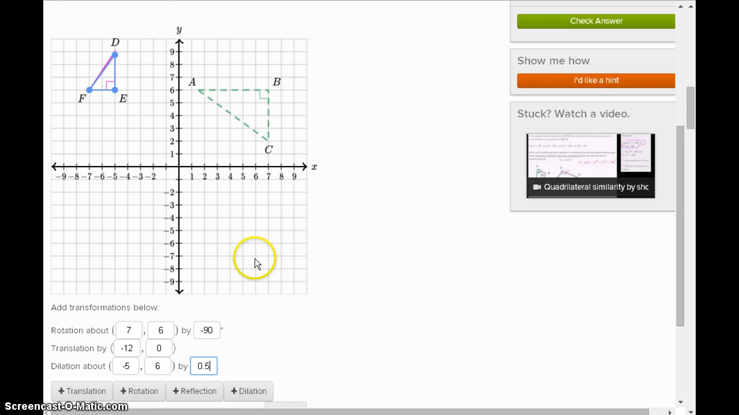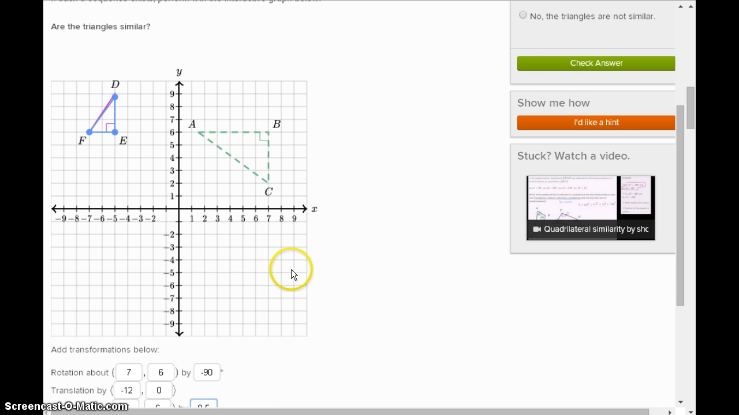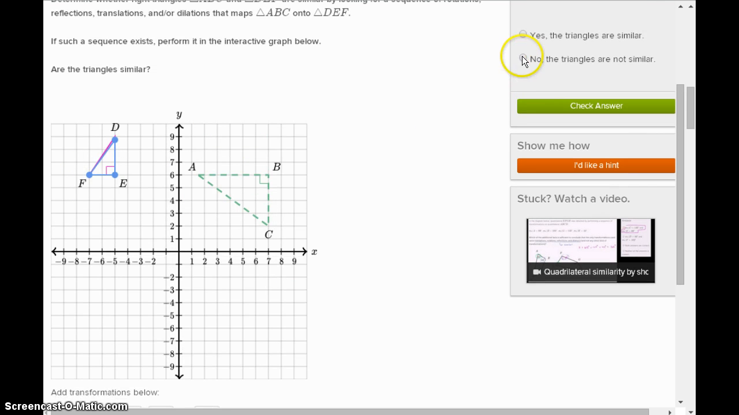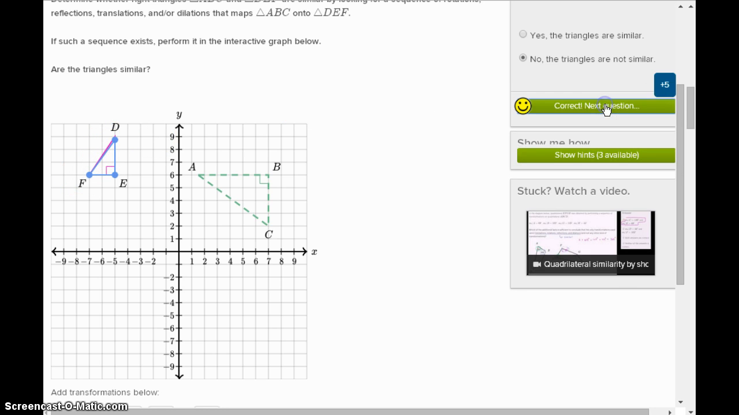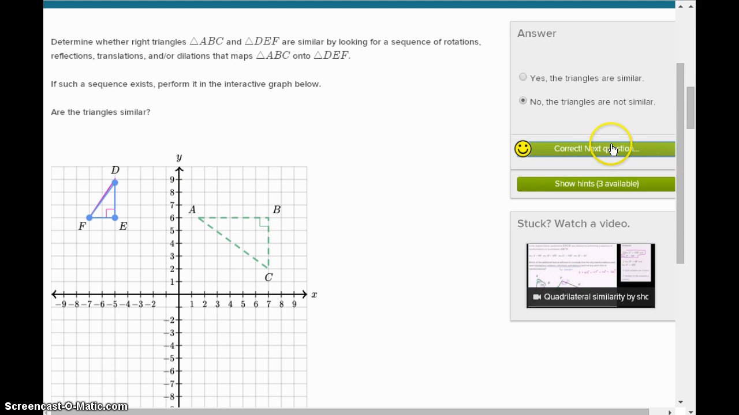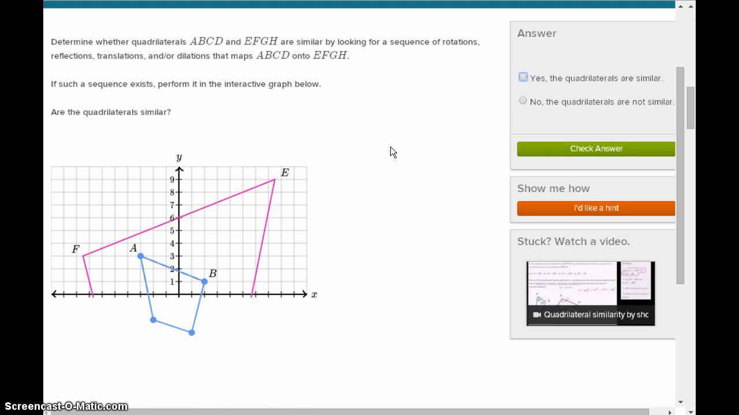And boy, it doesn't look quite right, does it? This is where it doesn't look correct to me. It looks short. So I'm going to say they're not similar. I've got this leg matched up pretty darn right, and that leg is short, and this angle is a little goofy. So we'll say that they're not similar. And that was correct. Okay, so that's how that's done.